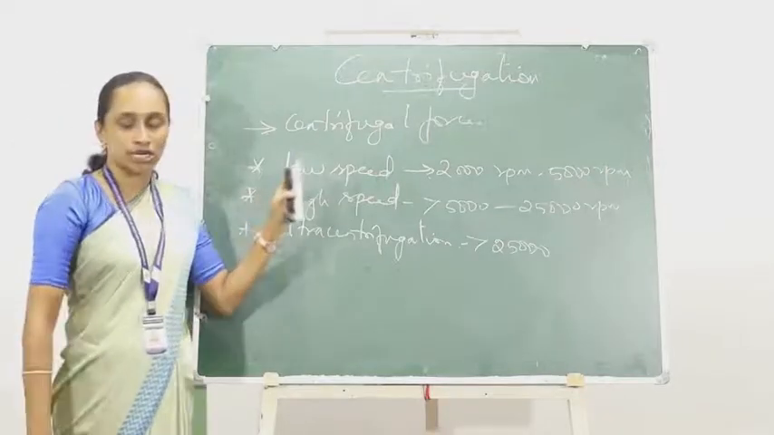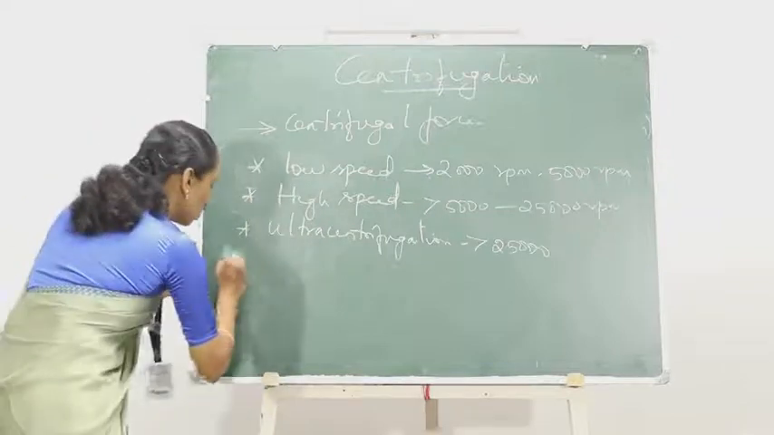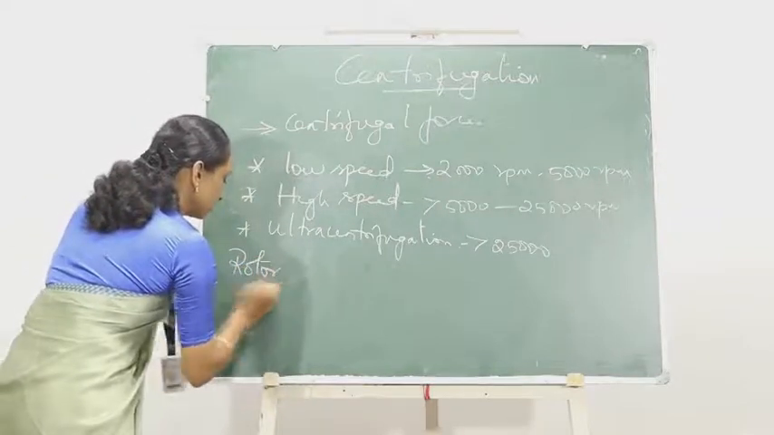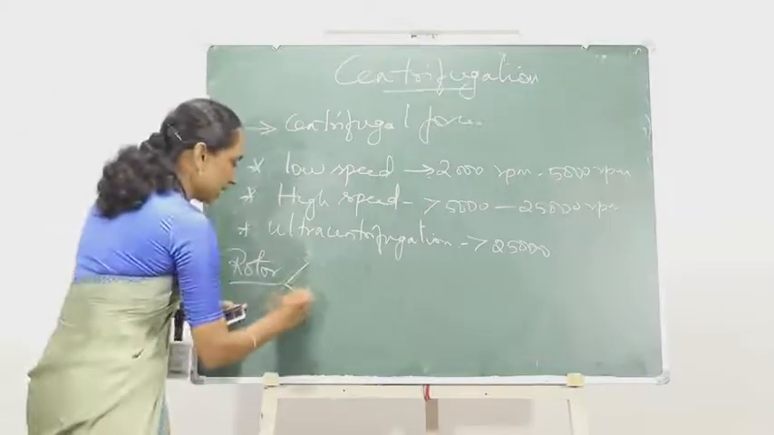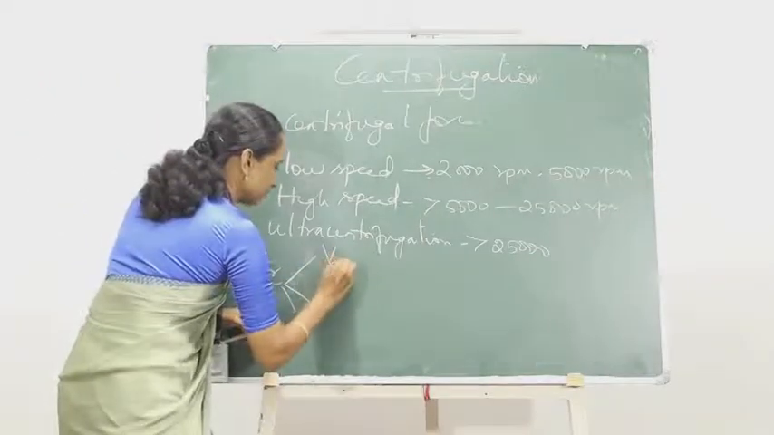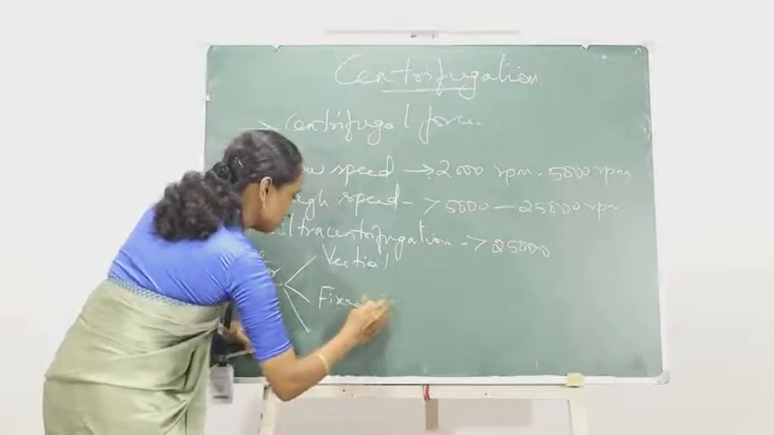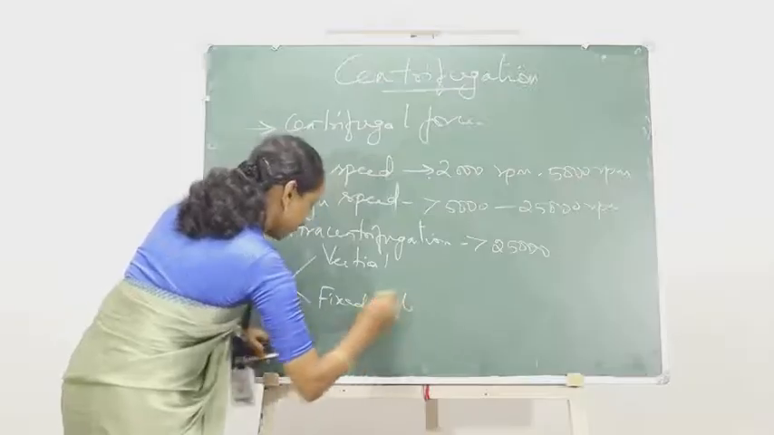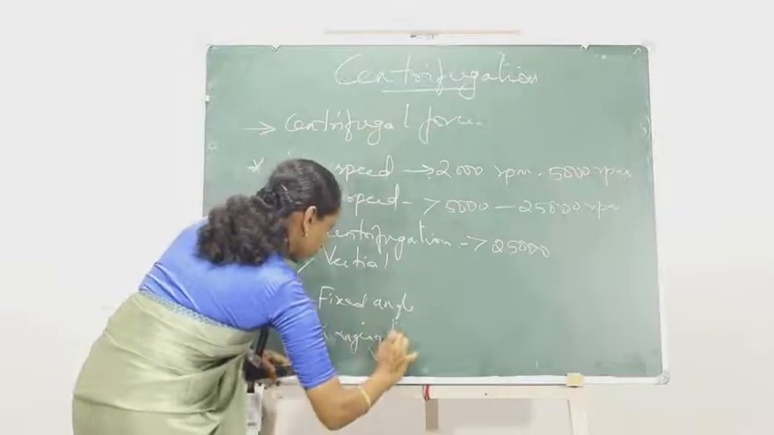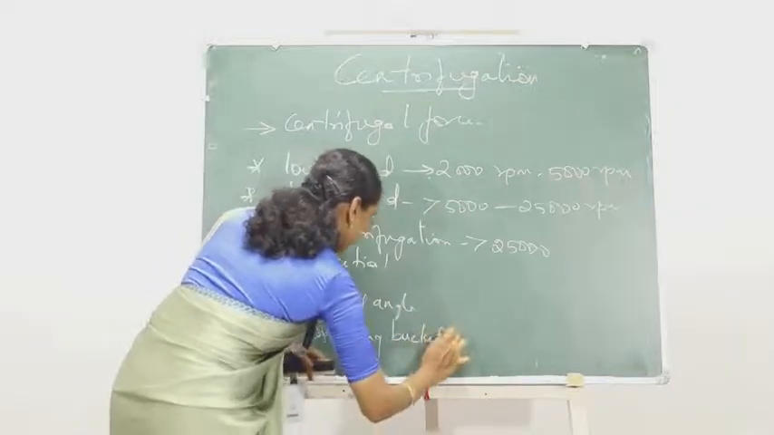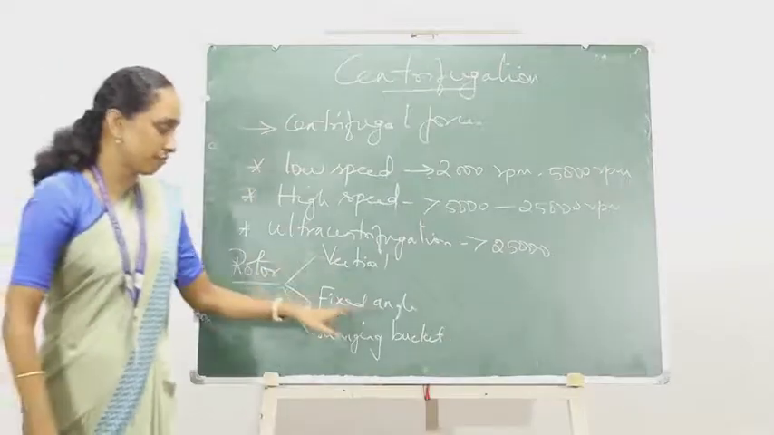An example of low speed centrifugation is what we all use in our lab, the tabletop centrifuge. In this, the rotor is fixed. We cannot change the rotor. Now coming to the rotor. What is a rotor? It is of three types: vertical, fixed angle, and swinging bucket. In case of low speed, the rotor will be of fixed angle.